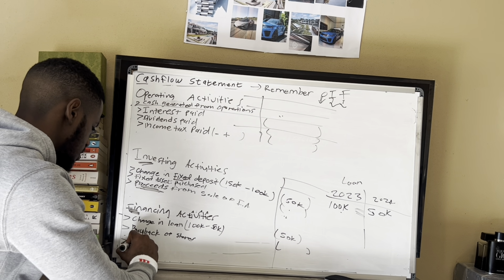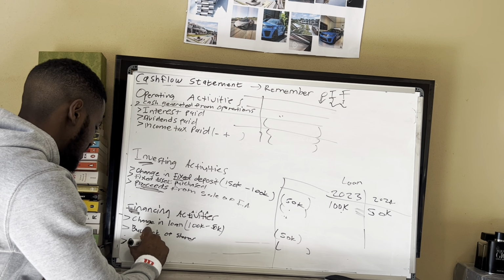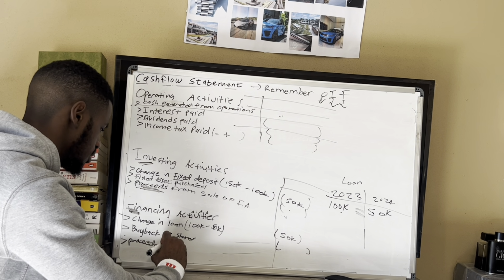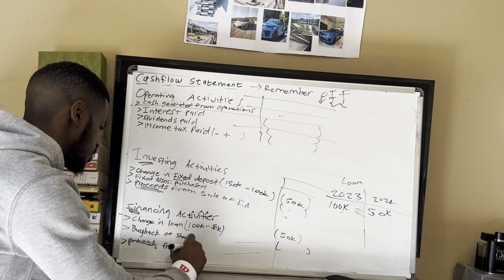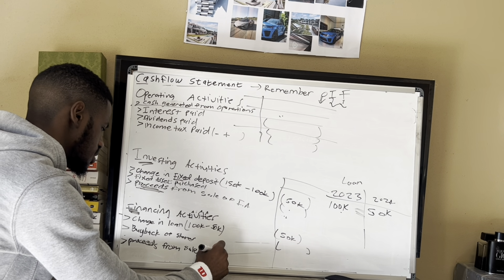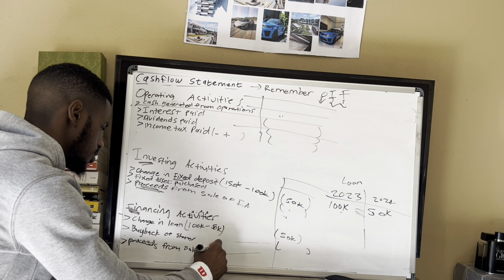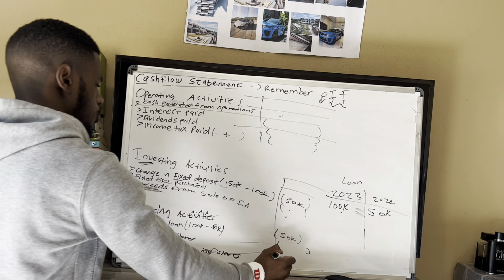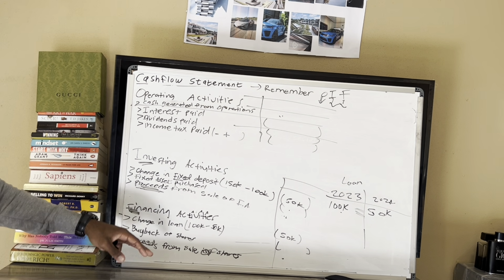When we sell shares, it's going to be proceeds because we'll be receiving money. We'll be calling that money proceeds from sale of shares, or shares issued. So this one won't be in brackets because we'll be receiving money.